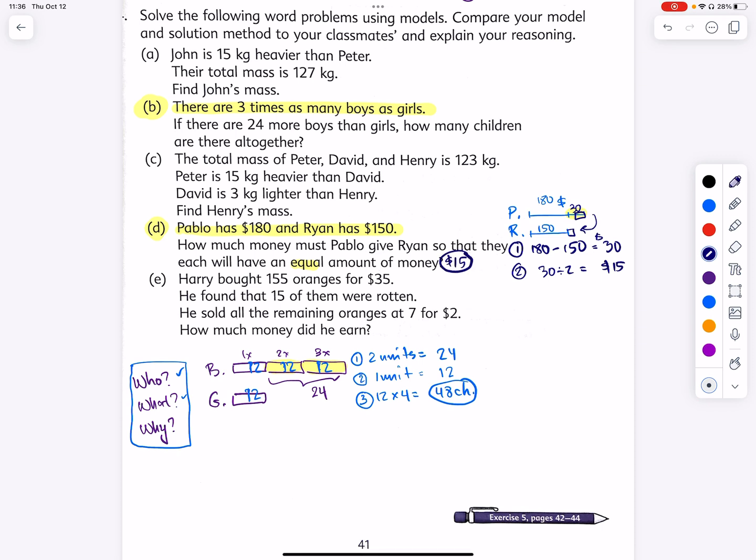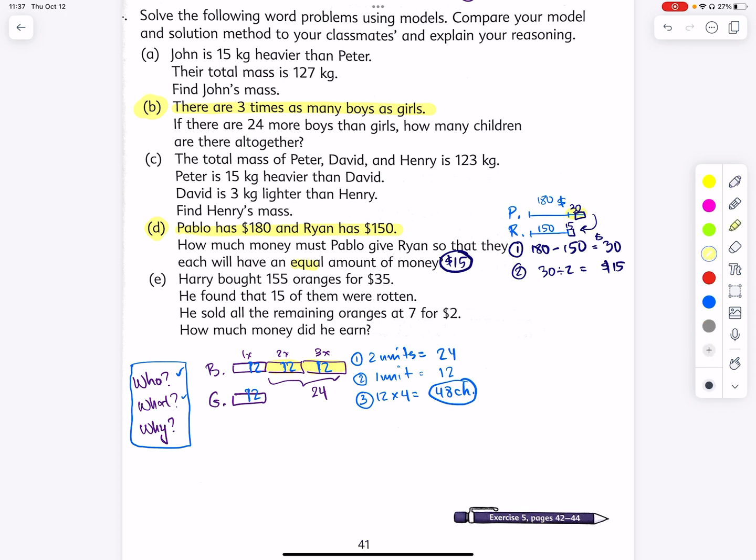Make sure you put your answer into a circle. Let's check our work. Ryan would have 150 plus 15, right? 165, and Pablo would have 180 minus 15, which is also 165, and that would be the equal amount for these two people.